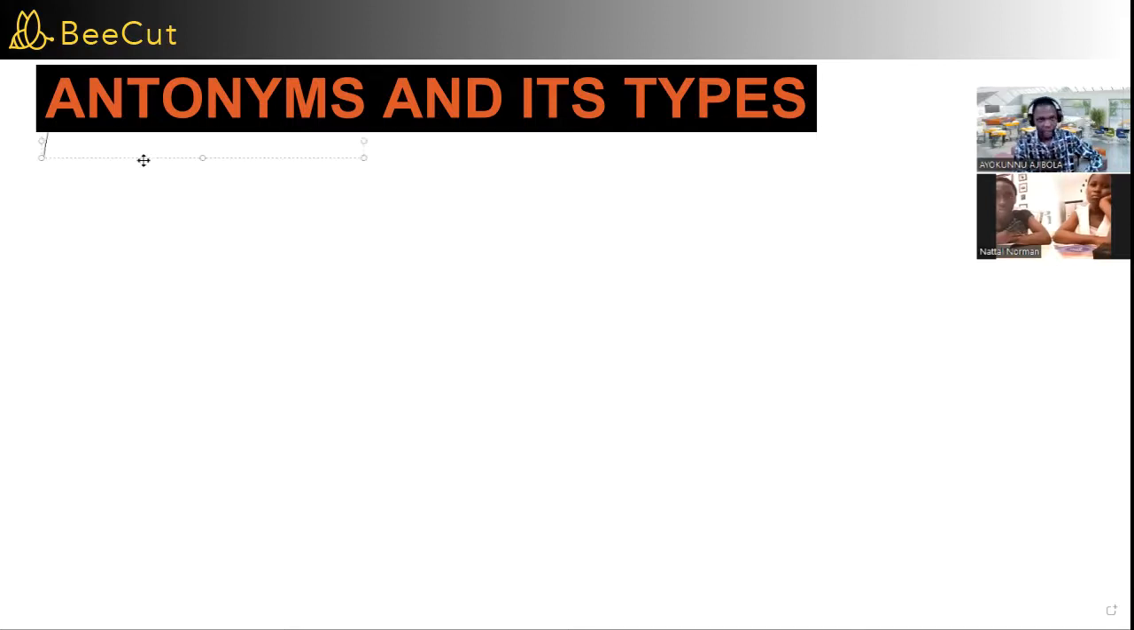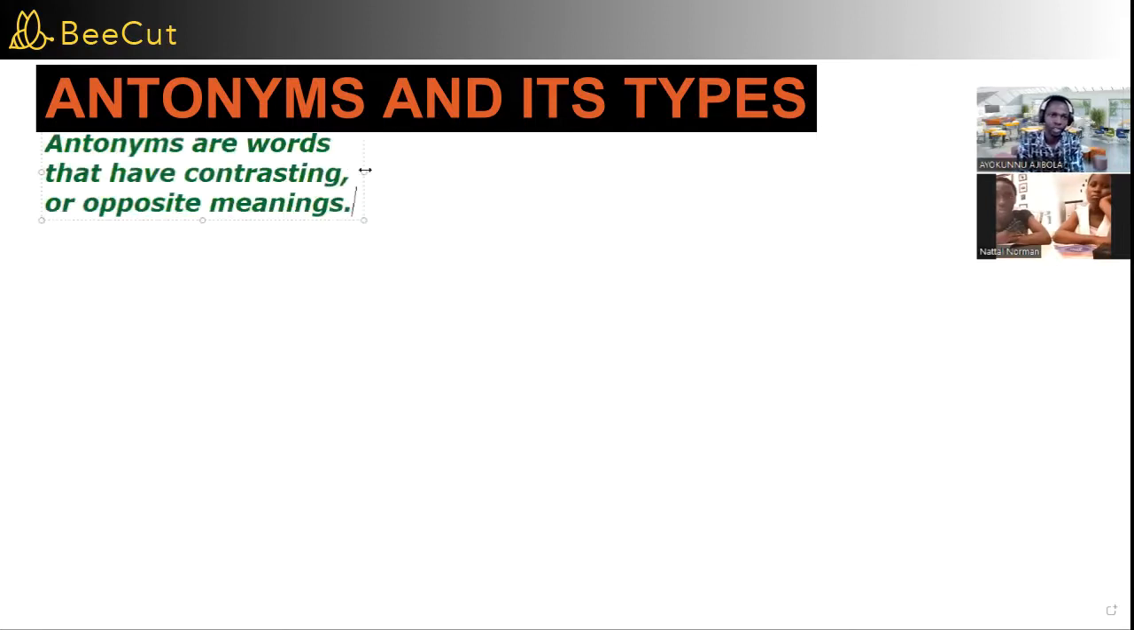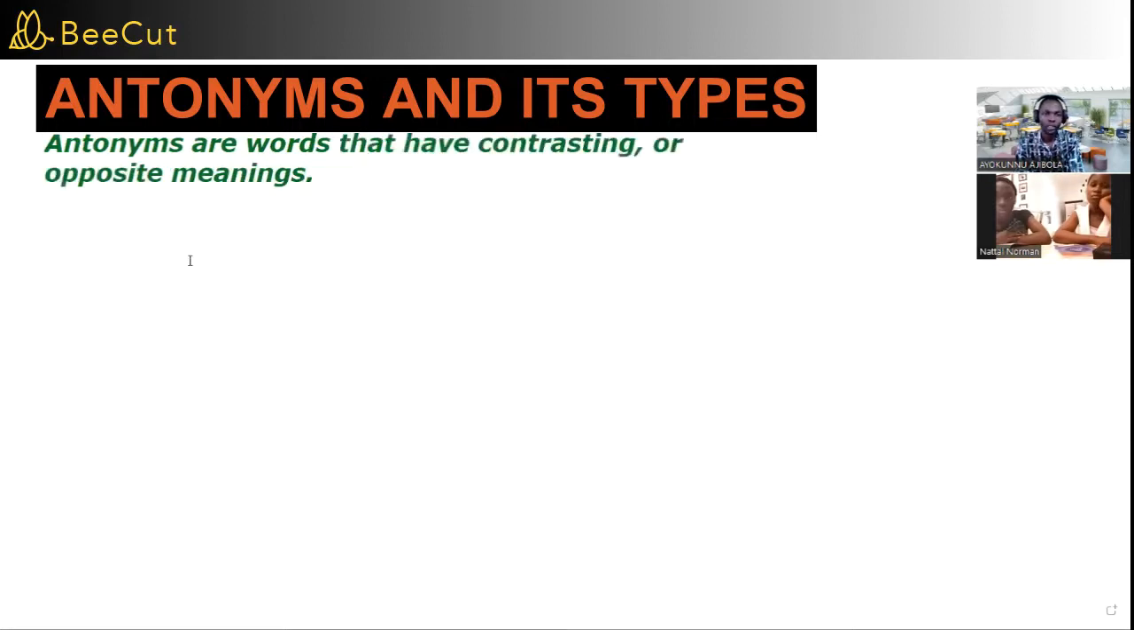So antonyms are words that have contrasting meanings, words that are not the same. They don't have the same meaning, but they have contrasting meaning. And we're going to be looking at some types of antonyms. Now, the first type we're going to be looking at is complementary antonyms. And what are complementary antonyms? Let me bring that up now.